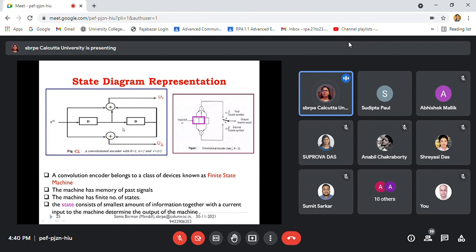So for this convolutional encoder, your input is 1 bit, k equal to 1, n equal to 2, meaning 2 outputs u1 and u2, and code rate r is half, because it is small k by small n.